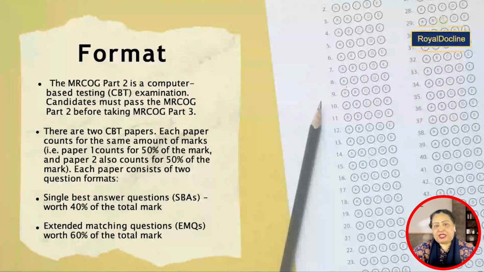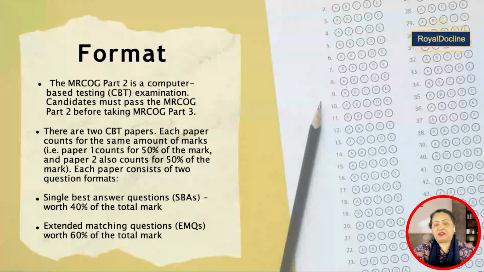Now, the format of the exam. This is very important to know about. Previously, the exam was paper-based. Now, it has been shifted to a computer-based testing exam. Candidates must pass the MRCOG Part 2 before taking the MRCOG Part 3. There are 2 computer-based papers, and each paper counts for the same amount of marks. It has 2 papers, paper 1 as well as paper 2.